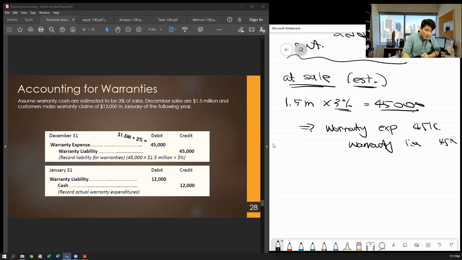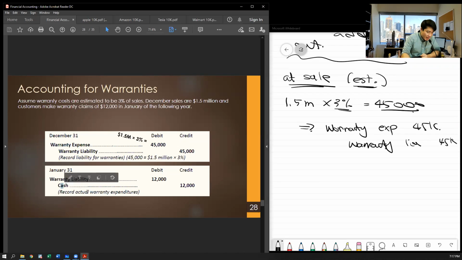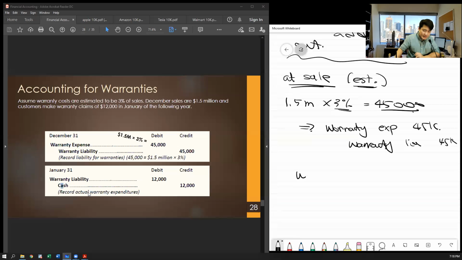Now, if the customer comes back to claim some of the warranties, you're going to debit the liability. So that will reduce the liability by fulfilling the obligation. And in this case, the company credited cash for the repairs, or if the company elects to just replace the products, like what Apple does. Whenever you go to the Apple Genius Bar to fix your iPhones, instead of repairing it, you get the replacements, right? In that case, you're going to debit warranty liability by $12,000 and credit inventory $12,000.